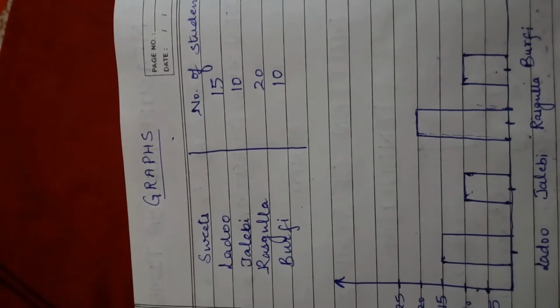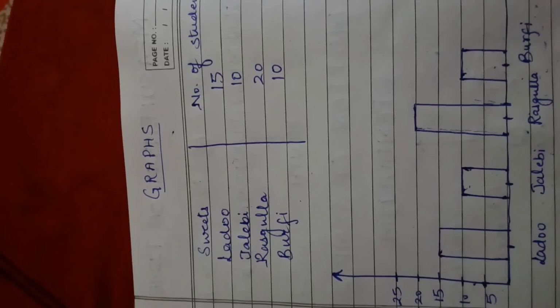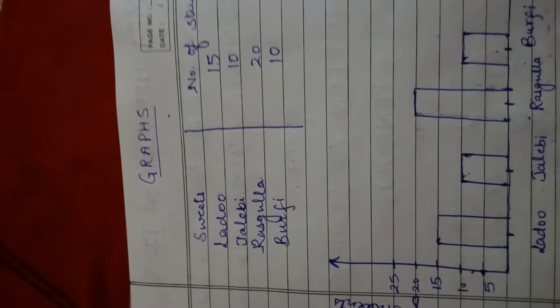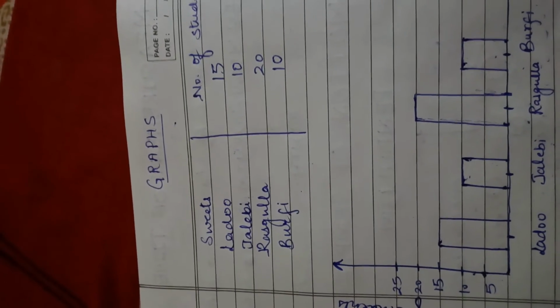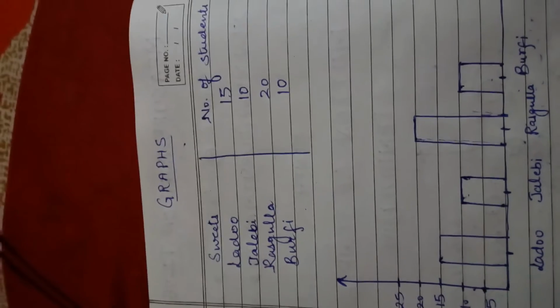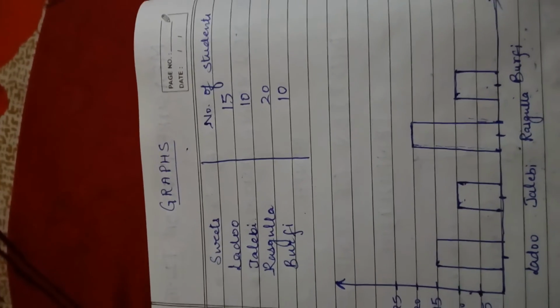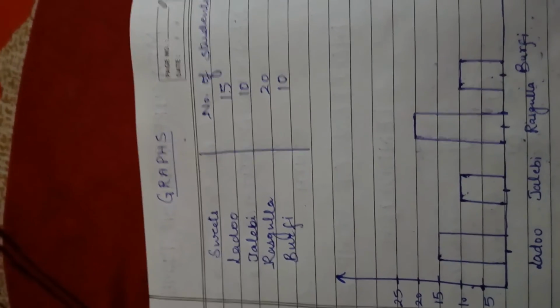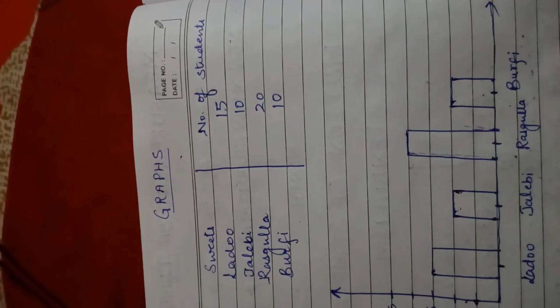Good morning students. Today we are going to talk about how we can represent motion in terms of graphs. So what are graphs? Graphs are the pictorial representation of two different quantities. So let us try to understand this with the help of an example.